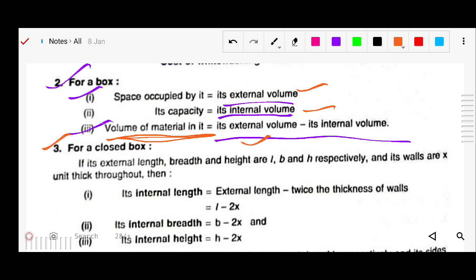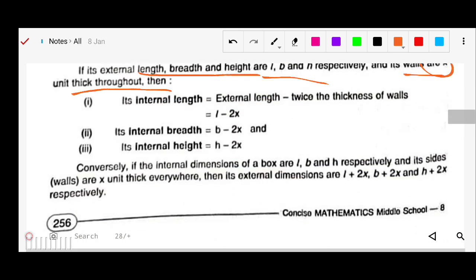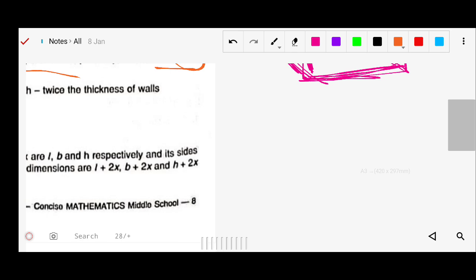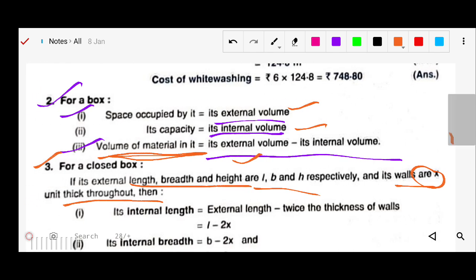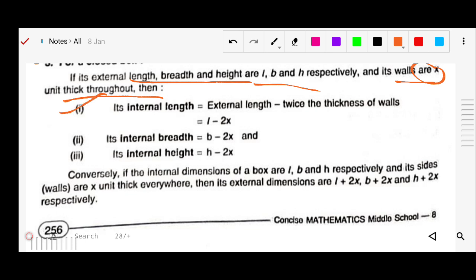Now, if it is a closed box, suppose its external length, breadth and height are L, B and H, and the thickness of its walls is given. Let this thickness, the difference which was 1 here, be assumed as x. So for the internal length, you get external length minus twice the thickness.